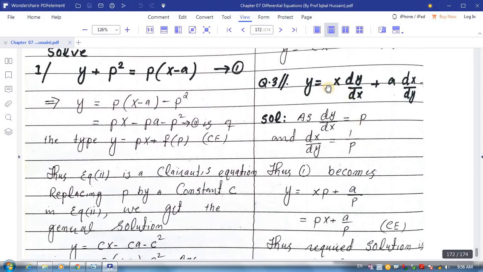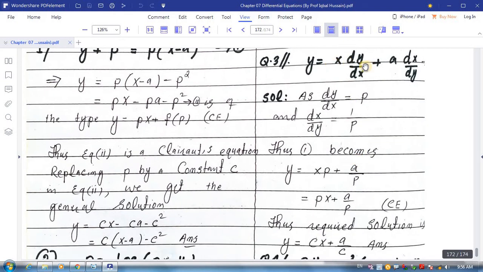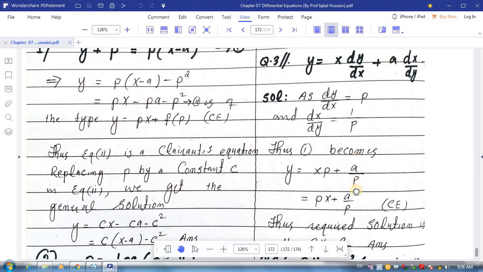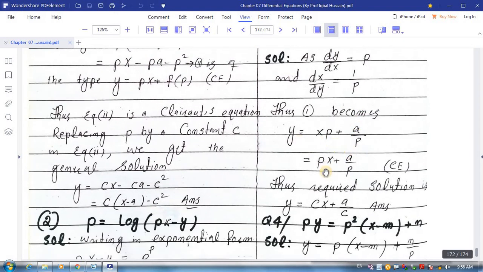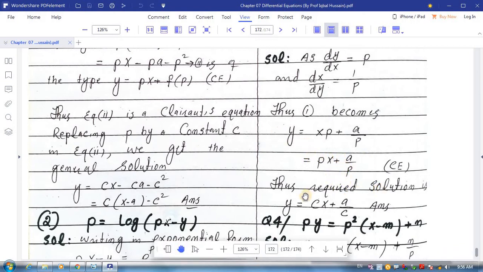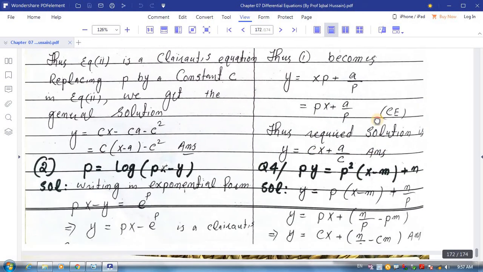Now equation number 3. This is a differential equation. dy by dx is equal to p, and dx over dy is equal to 1 over p. So replacing dy by dx by p and dx by dy by 1 over p, here we get y is equal to xp plus a into 1 over p. y is equal to px plus a divided by p. This is the Clairaut's equation. The required solution is y is equal to cx plus a divided by c. Replace p by c and get the general solution.